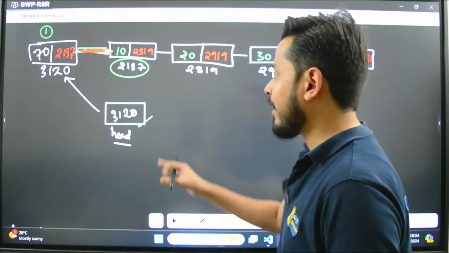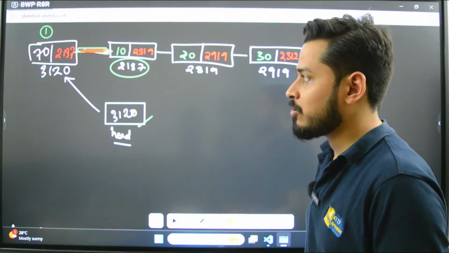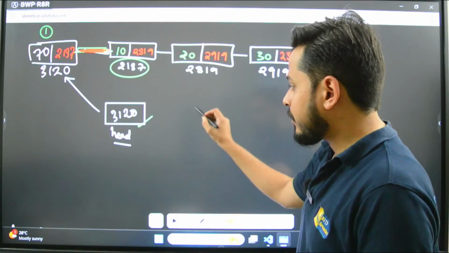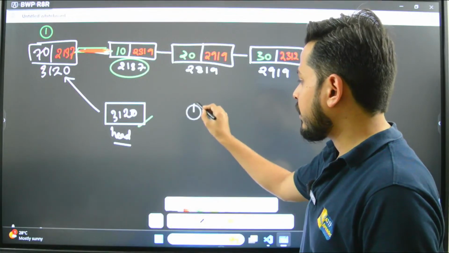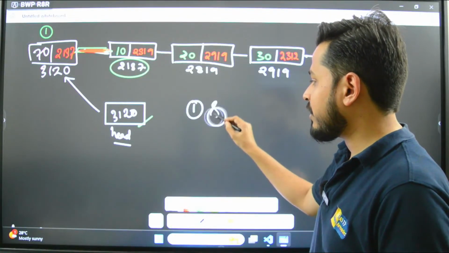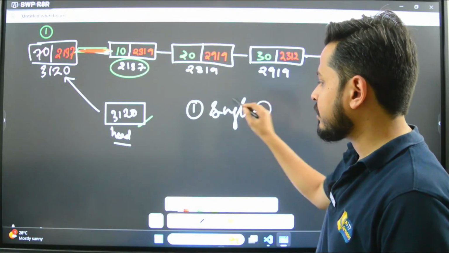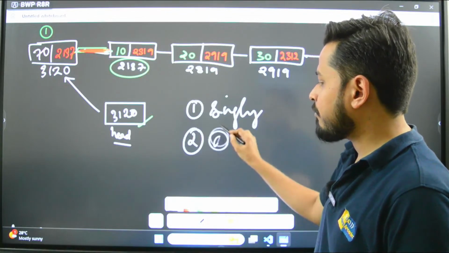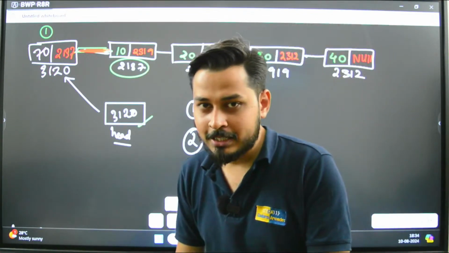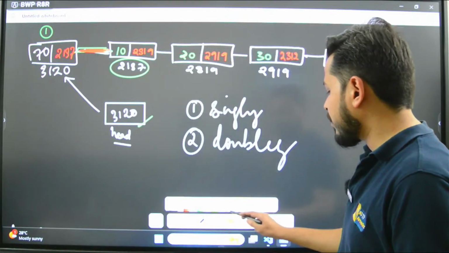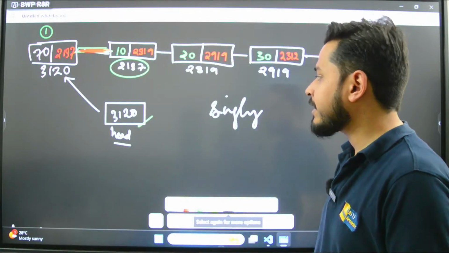So this is what our linked list looks like. I told you that day that there are different kinds of linked list. The very first one that we understood was the singly linked list, then we had the doubly linked list, and there are many different types, but these are the two major types that we are focusing on right now. And the example that I have given you right now is a type of singly linked list.